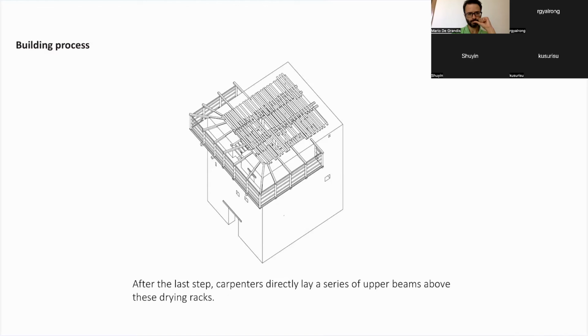And after this step, carpenters will directly lay a series of upper beams, which are also the supporting beams of the upper verandas, on the pillars of these drying racks. The loaders of these upper beams help these drying racks keep stable in their place.